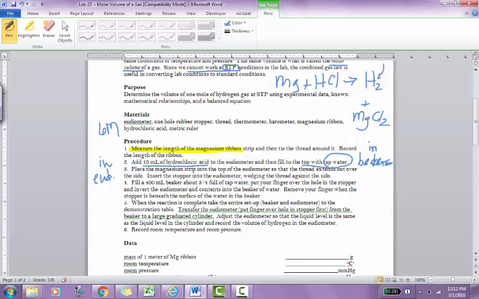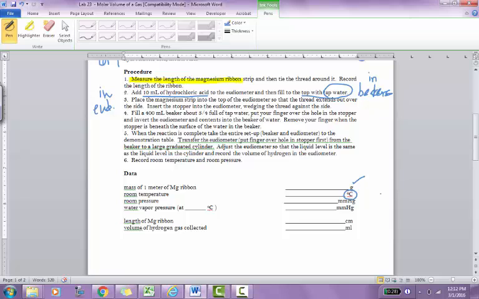I'm going to have to take that measurement of room temperature, and I will record it on the board for you. So this measurement here, the length of magnesium ribbon, room temperature, and atmospheric pressure, I will have on the front board in the class for you. You do not need to make those measurements because they are the same for everyone doing the lab.